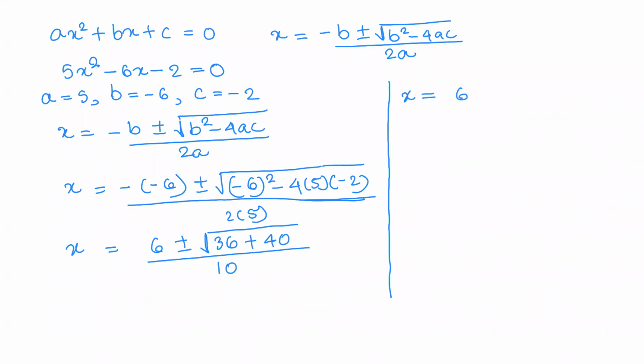X equals 6 plus minus root of, if we add both of them, that gives us 76 upon 10. Now let us see, students, if we can simplify 76 or not. Can we write 76 as a product of two numbers, out of which one of them is a complete square? Yes, it's 4 into 19.